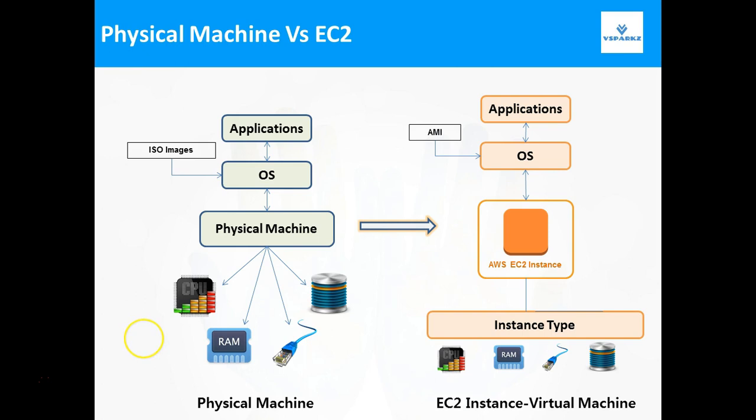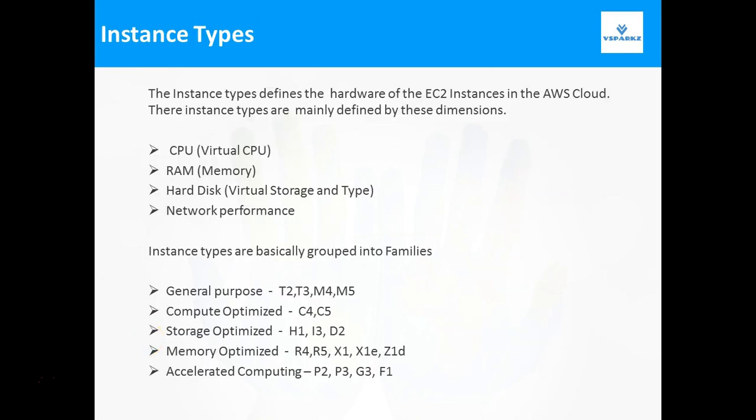Based on the configuration of CPU, RAM, hard disk and network performance, instance types are often classified into families, which is shown below. They are general purpose, compute optimized, storage optimized and memory optimized, as well as accelerated computing family.